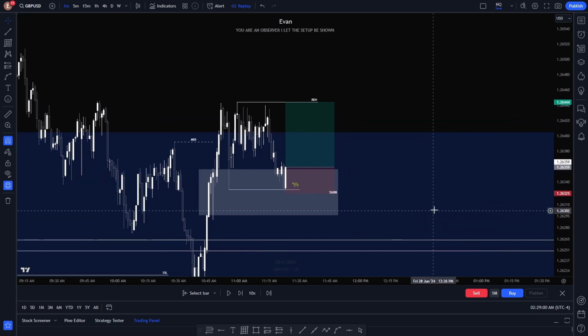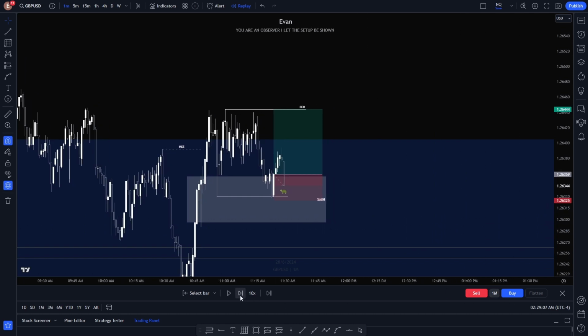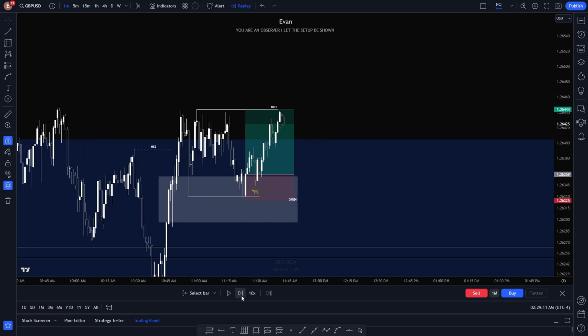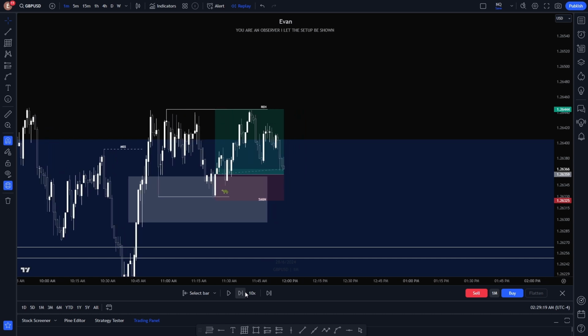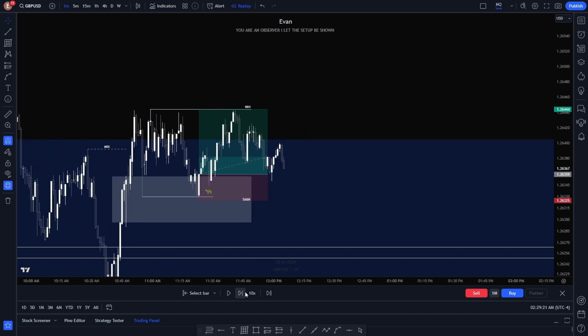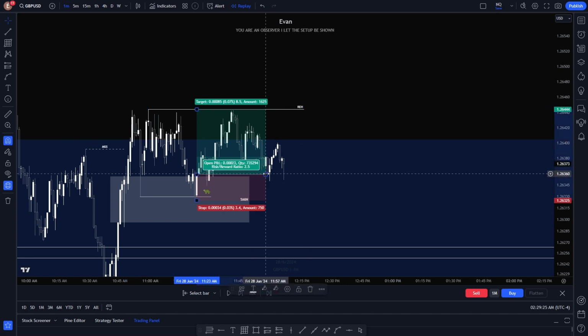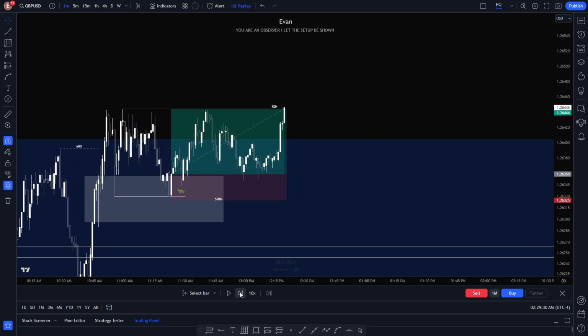So in this trade, I'm very confident, and as it should play out, we'll see. Targeting this external high. Come on, it'll get there. Gotta be patient. Don't be scared. There we go.